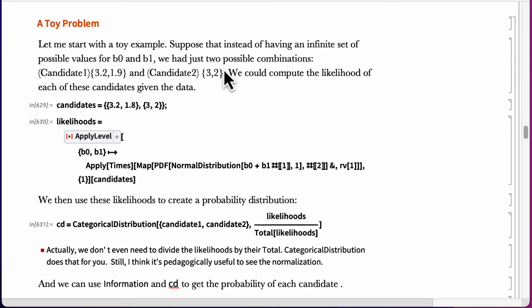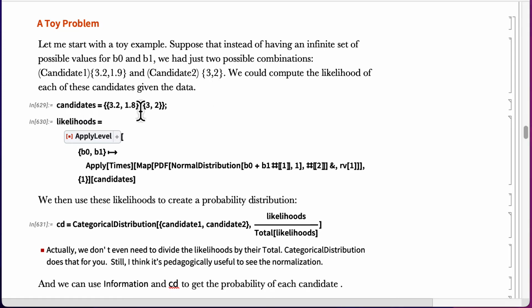There were only two possible values. Candidate 1, where B0 was 3.2 and B1 was 1.9, and candidate 2, where B0 was 3 and B1 was 2. Okay, so here's our list of candidates.